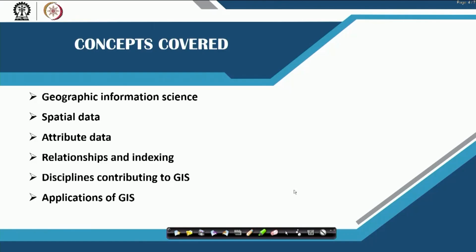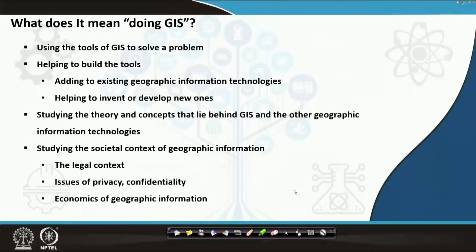Then finally, we look at applications of GIS, where GIS can be used. In today's world, there is not a single instance where GIS cannot be used. It can be used everywhere, in every application that you may think of. So, let us look at which are the application areas. I would not go into details of how each is used, but I would just signify the different applications that can be addressed using GIS.